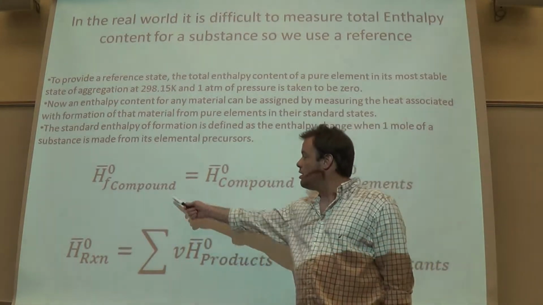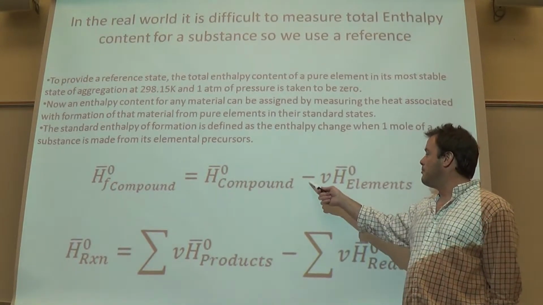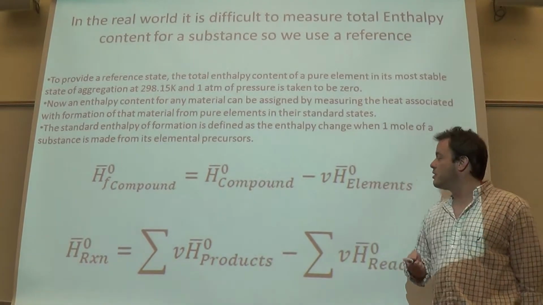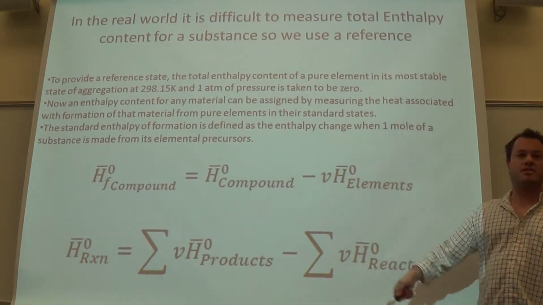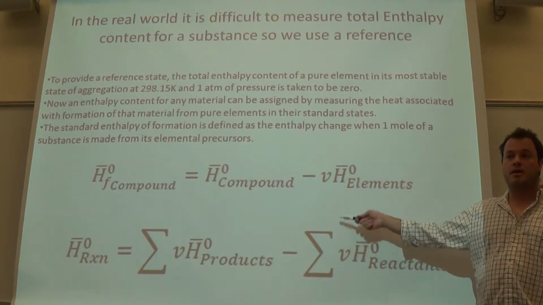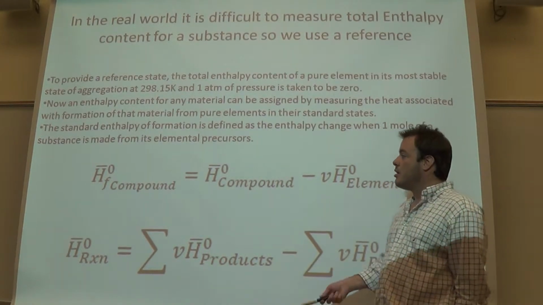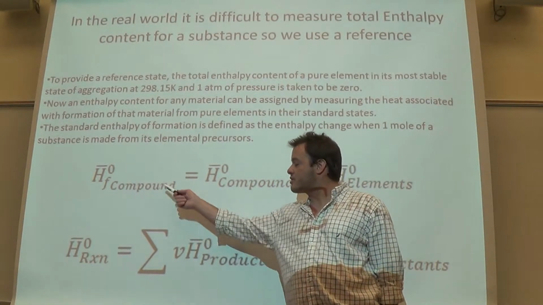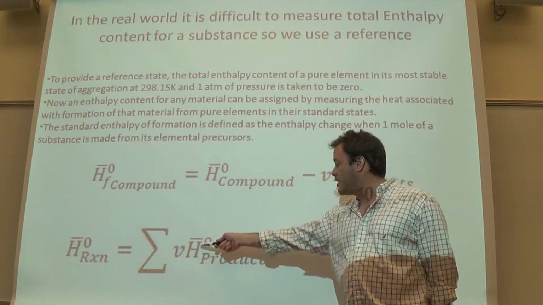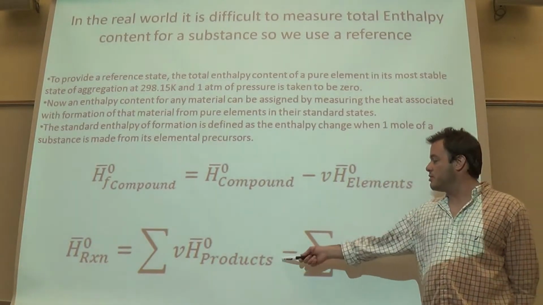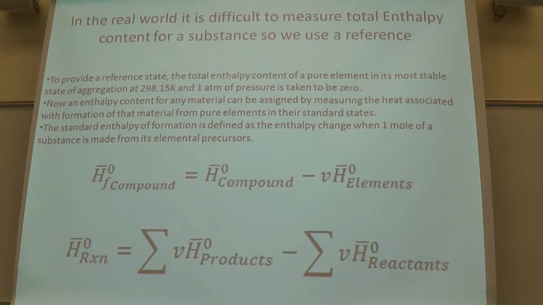So we define the enthalpy of formation of a compound as being the enthalpy of that compound minus the enthalpy of its elements, its elemental precursors. And this term always just ends up going to 0 because we're defining the elemental precursors to have a 0 enthalpy, right? And now we have this partial molar enthalpy of reaction at this reference state, and our enthalpy of a reaction ends up being the sum of the standard enthalpies of the products minus the standard enthalpies of the reactants.